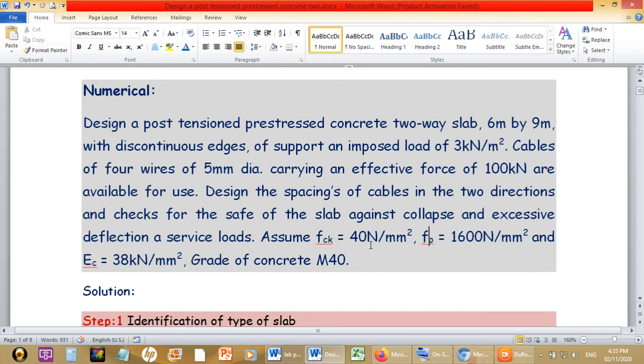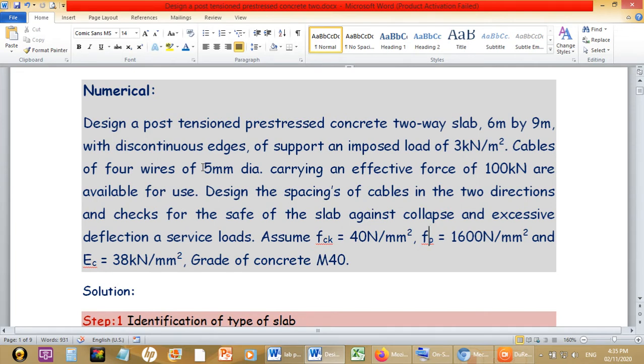Assume fck is equal to 40 Newton per mm square and fp is equal to 1600 Newton per mm square and Ac is equal to 38 kilonewton per meter square. The grade of concrete, yes, already we have considered it as fck is equal to 40 Newton per mm square. So this is the numerical statement we have, and we'll solve this numerical by using the steps which we have seen in the last lecture.